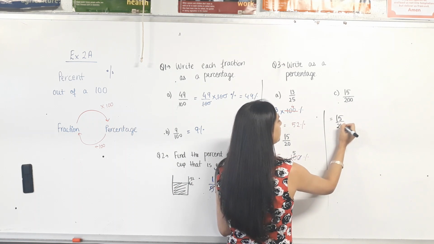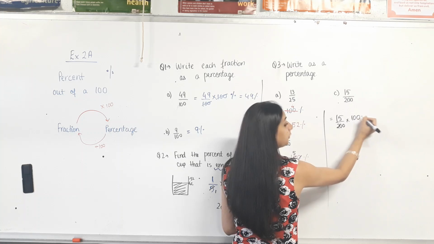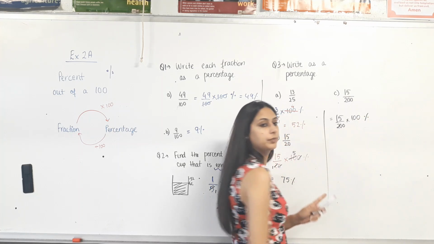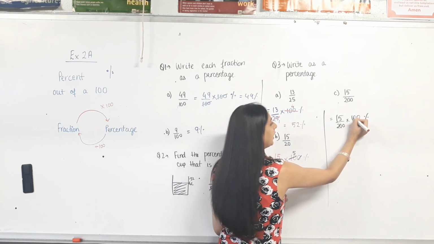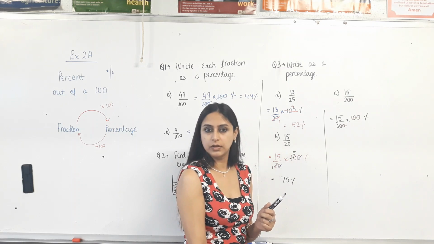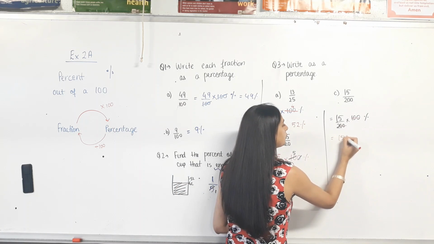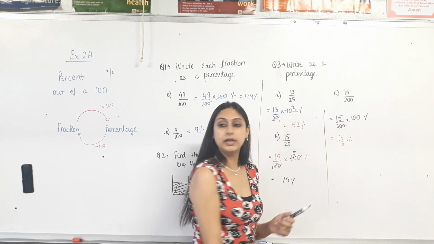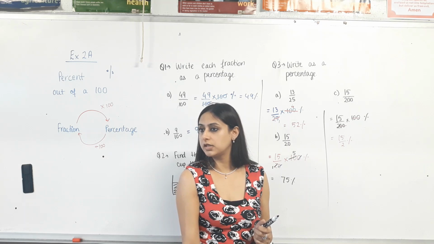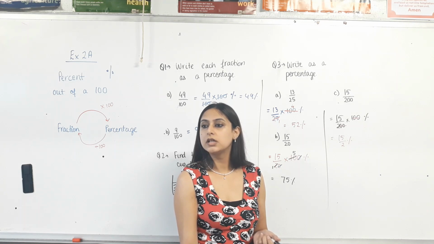Last one. 15 over 200 times by 100. What sign do I put? Can I divide both top and bottom by 100? So zeros get cancelled? Yeah. So I'm left with 15 on 2%. You either leave it as a fraction or you can write it as a decimal. 15 over 2 is 7.5.